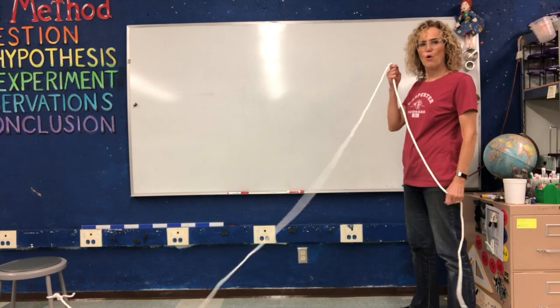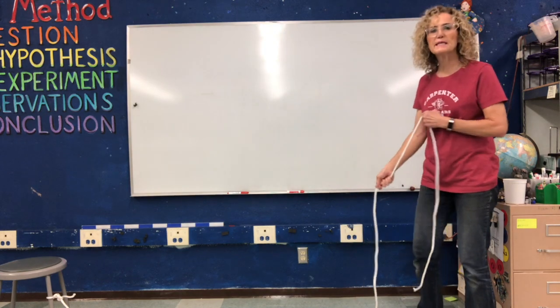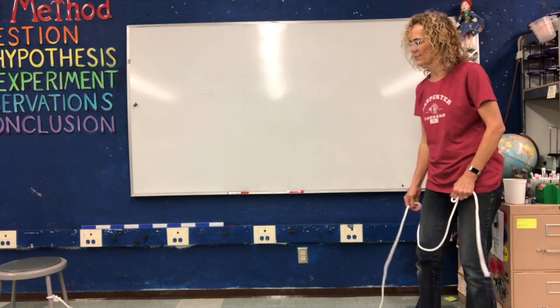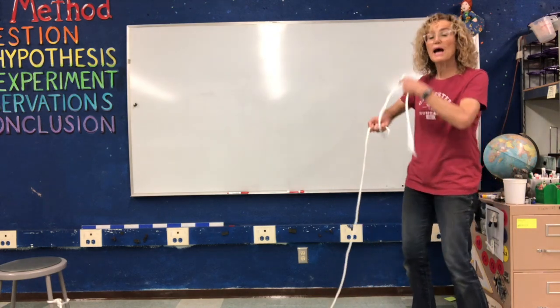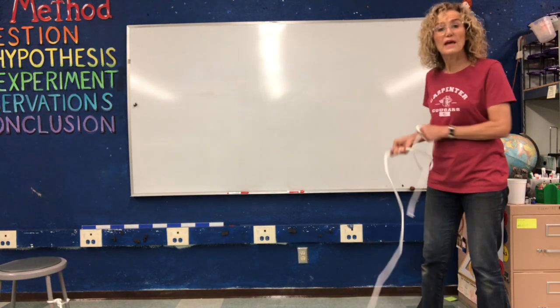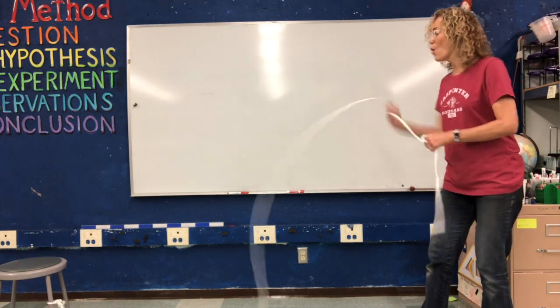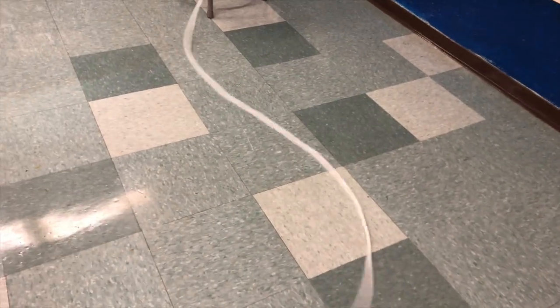So I have a rope, and it's tied to a stool in my science lab, and I'm going to give the rope a little push and pull. And the energy in my hand is transferred to the stool. And the thing that transfers the energy to the stool is the rope. And the rope moves in a wave pattern. You can see the wave pattern really nicely when it's on the ground.